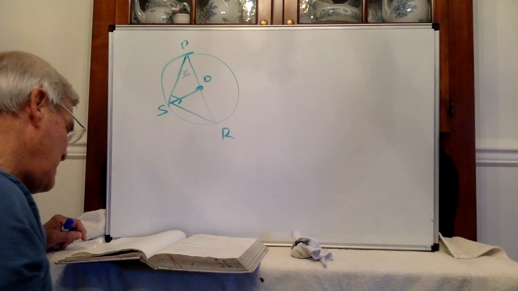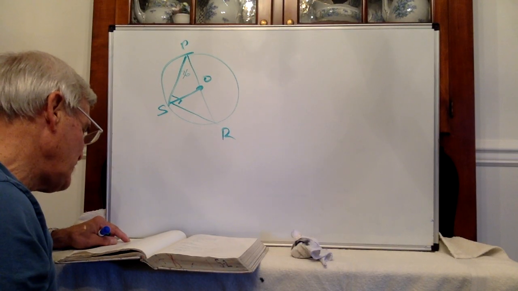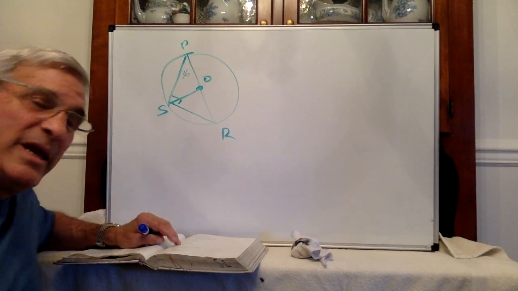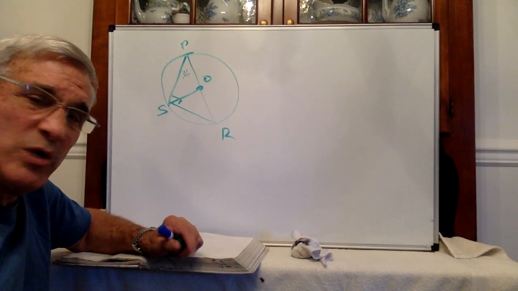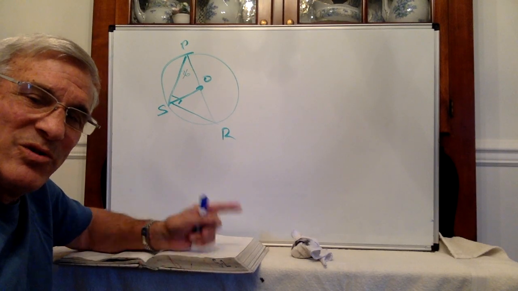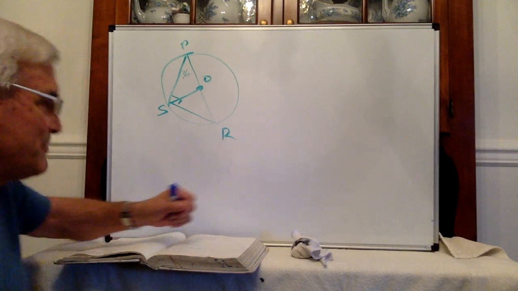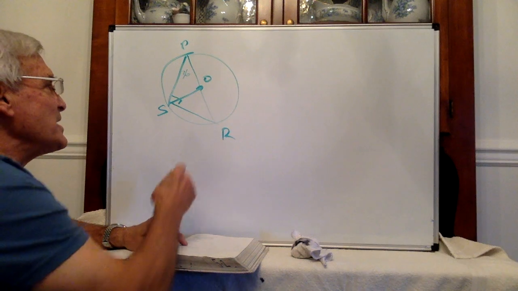Okay? They said find the measure of angle PSQ and the measure of angle R. Now again, we haven't talked about the angles in a triangle, so there's got to be a way we can do this without using that fact, and there is. What they wanted you to look at was this.